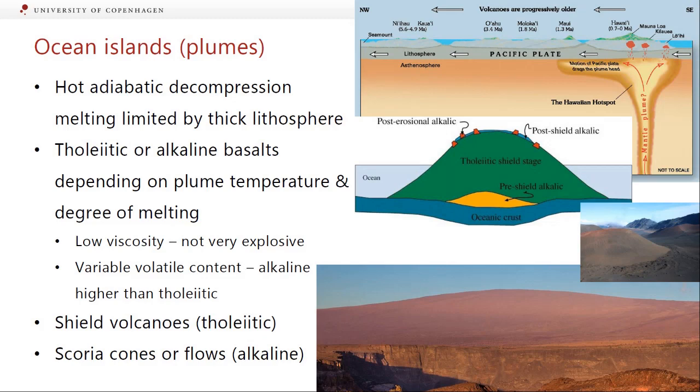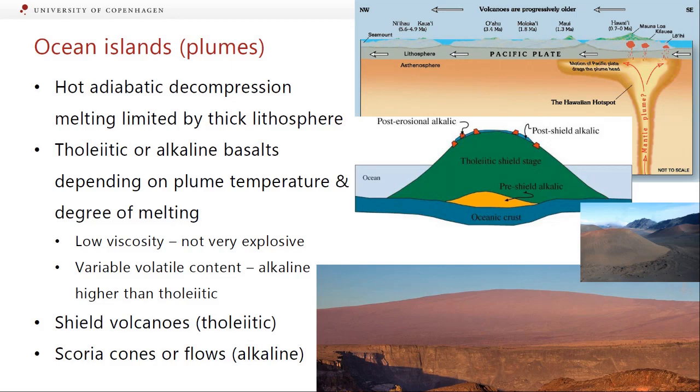Also, if you have a slightly less strong plume, like lower temperature, then you might not be getting a lot of tholeiitic basalt either. But both of these are low viscosity, so we don't have much ability for explosive eruptions. The volatile content will vary, depending on whether it's alkali or tholeiitic.